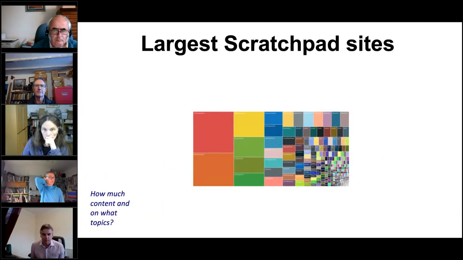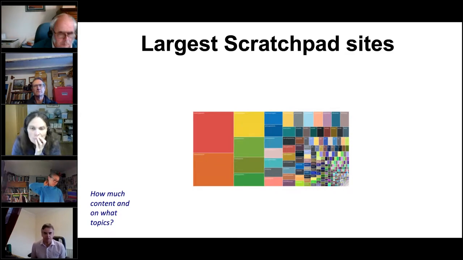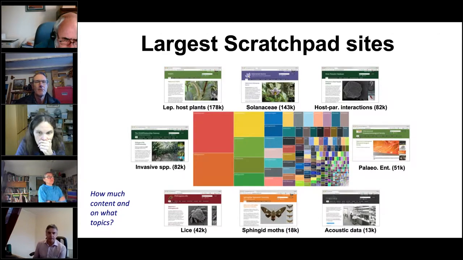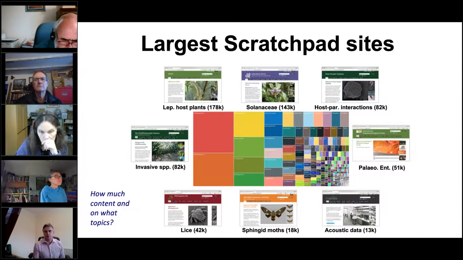So this is a small diagram of the larger Scratchpad sites. It's a little bit hard to see on my side, but it gives you an idea that there are varying sizes of Scratchpad sites. These are some of the largest ones, the top eight, people using Scratchpads for all sorts of things. It can hold photographs. You can see there's one with acoustic data, so it can hold multimedia recordings, audio recordings, for example, of various organisms. So yes, it can hold different sorts of media.